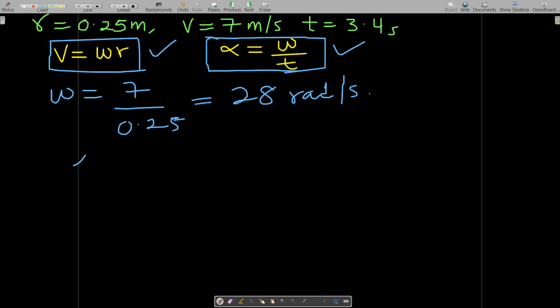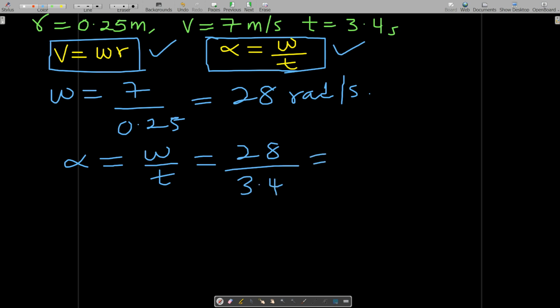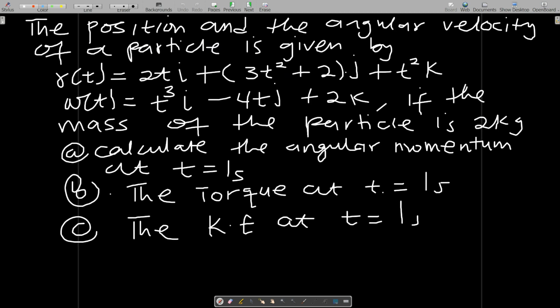Now the angular acceleration is equal to omega over time, and the time is 3.4, so omega is 28 over 3.4 seconds, and this is equal to 8.24 radians per second squared. This is very simple like that. So that is it for the solution of this. Let's continue with our next question.